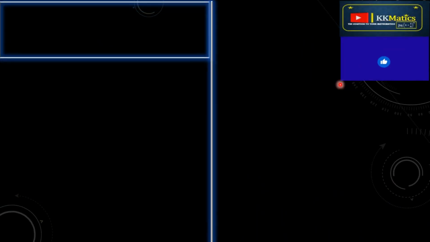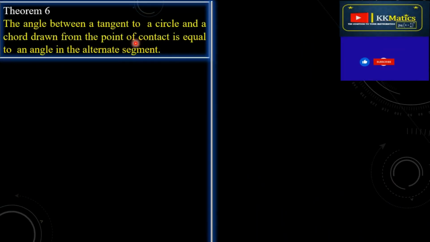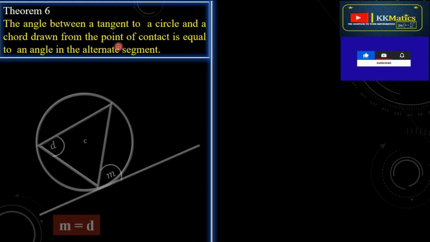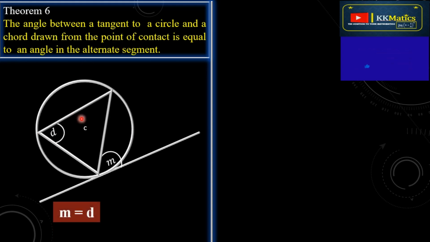So move on to the next one, theorem 6. Under theorem 6, we've been told that the angle between the tangent to a circle and the chord drawn from the point of contact is equal to an angle in the alternate segment. With this illustration, we have our center here in the middle, very important for us. The main thing here is the diagram for you to consider.